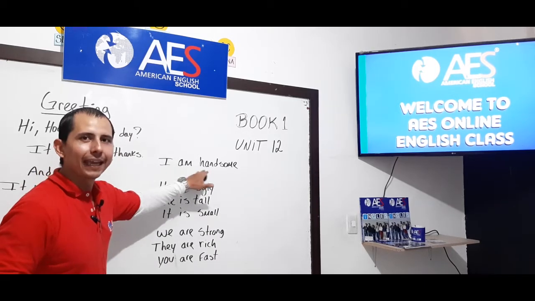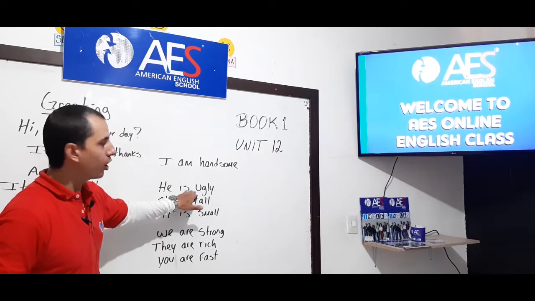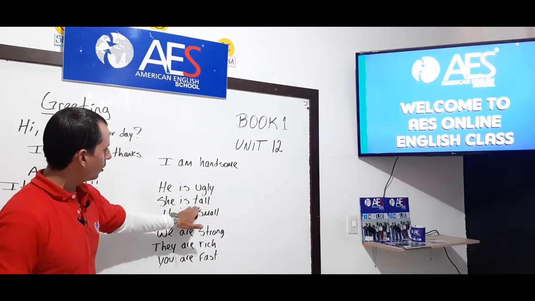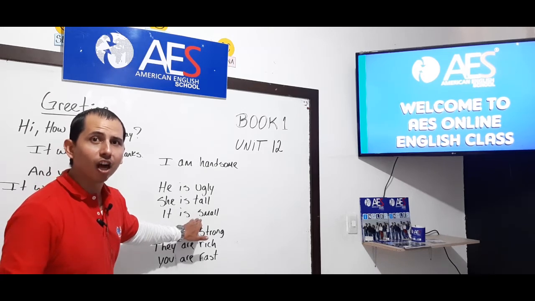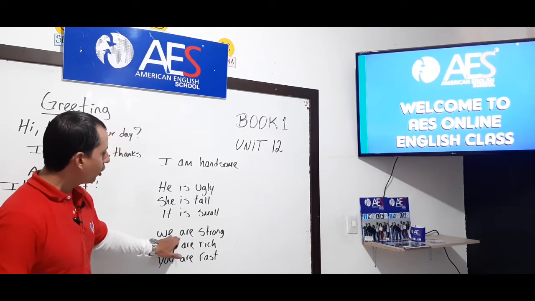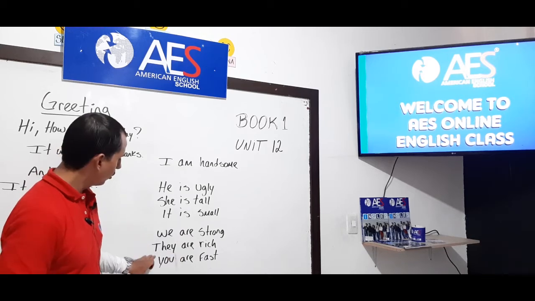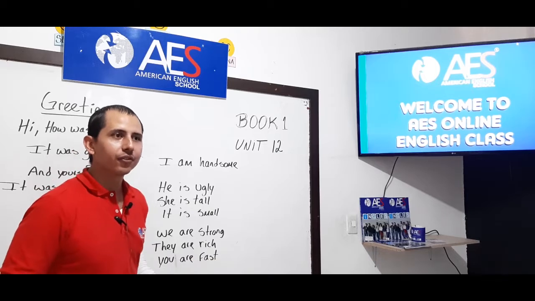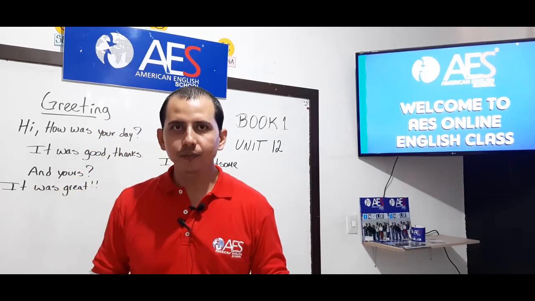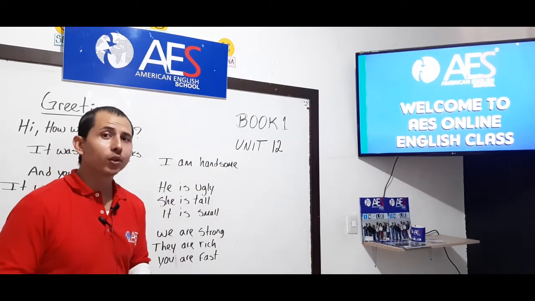I am handsome. He is ugly. She is tall. It is small when we're talking about a dog, a cat. We are strong. They are rich. You are fast. Is that clear? Let's continue with the question.